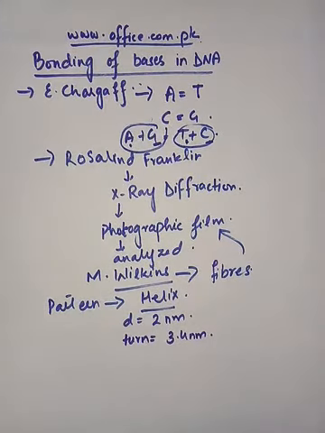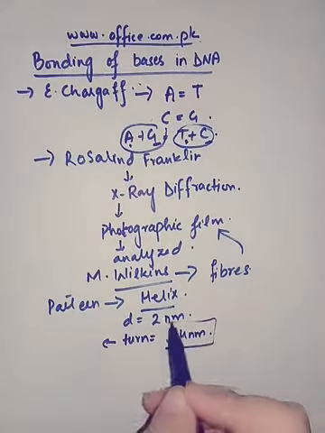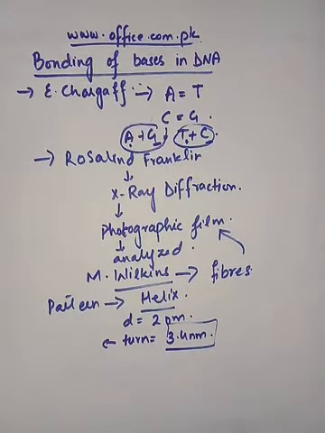Means that each turn has this length, the length of 3.4 nanometer. Now we will discuss the famous Watson and Crick's model of DNA.